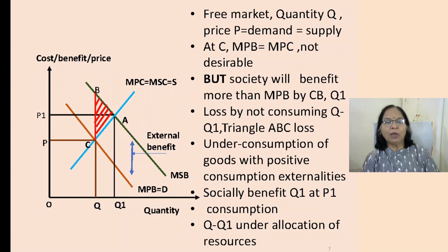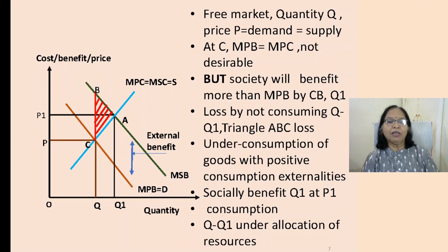Find that the blue line is the upward sloping supply curve, where the marginal private cost is equal to marginal social cost is equal to supply. The reason we have only one supply curve is that we are assuming that there is no production externality. The downward sloping curves indicate marginal private benefit and marginal social benefit.